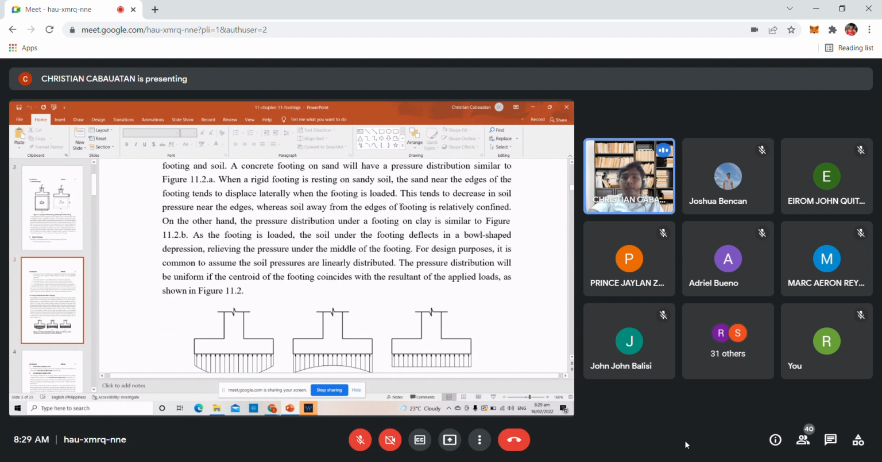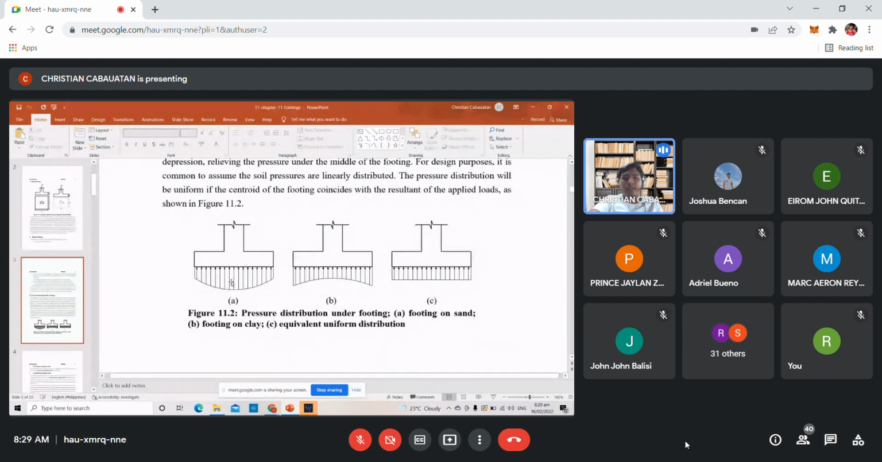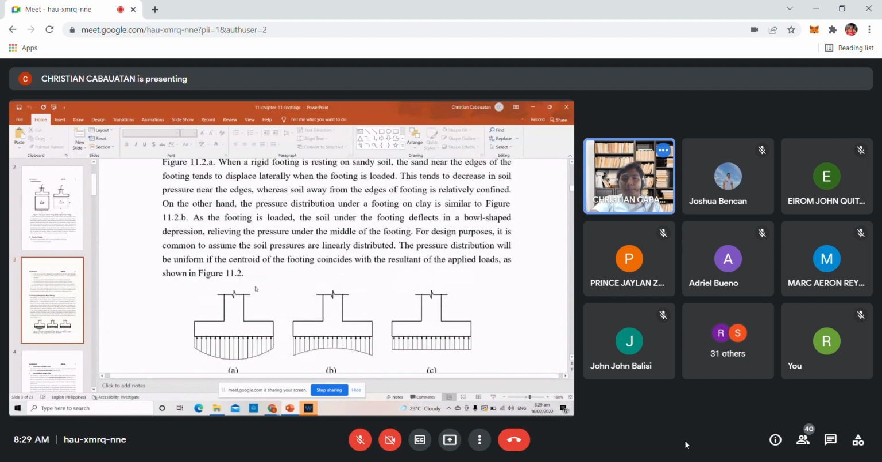So it tends to decrease in soil pressure near the edges of your footing. Kita nyo naman, mas malaki ang pressure dito sa kalagitnaan ng inyong footing kaysa doon sa edges or sa gilid ng inyong footing. Okay? So in figure 11.2b, it is a footing or the distribution under a footing on a clay, no? Sa clay naman siya. Gaya ng sabi ko kanina.